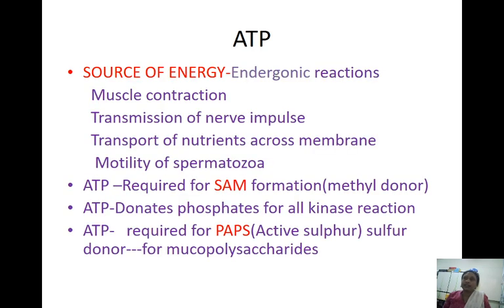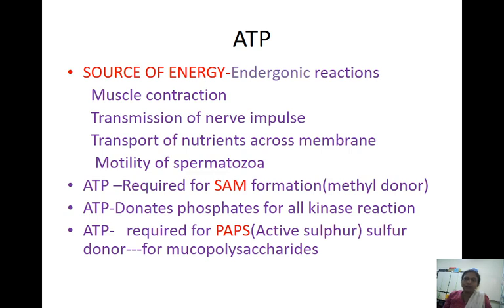Now let us discuss the functions of ATP. It's the main source of energy. The energy trapped in ATP is utilized for all the endergonic reactions in the body. Endergonic reactions are those reactions that require energy, and that energy is utilized for muscle contraction, transmission of the nerve impulse and transport of nutrients across the membrane. For example, take active transport. Here a solute moves against the concentration gradient, and it is a carrier-mediated, energy-requiring process. That energy comes from hydrolysis of ATP. So ATP provides energy for active transport.